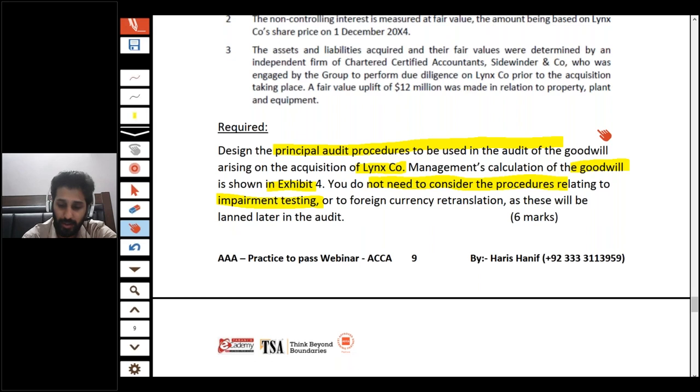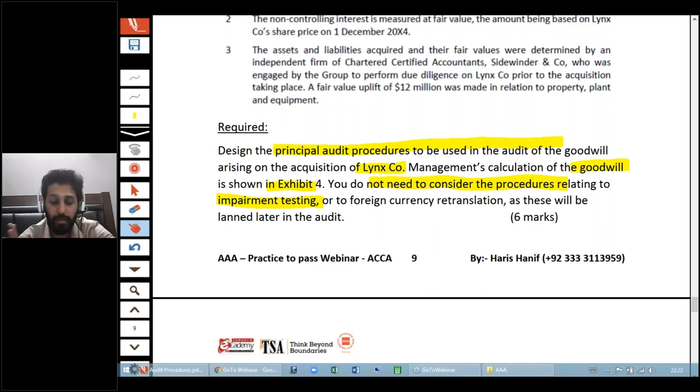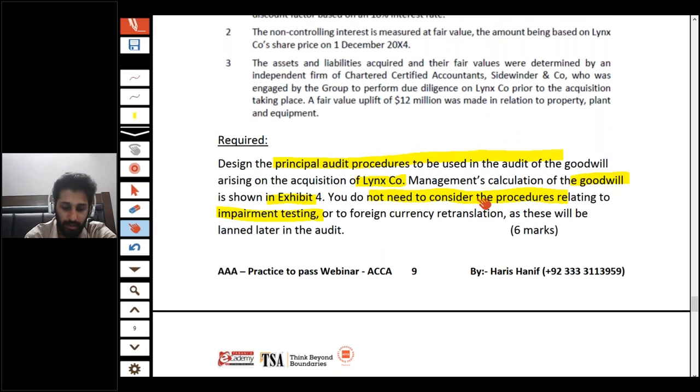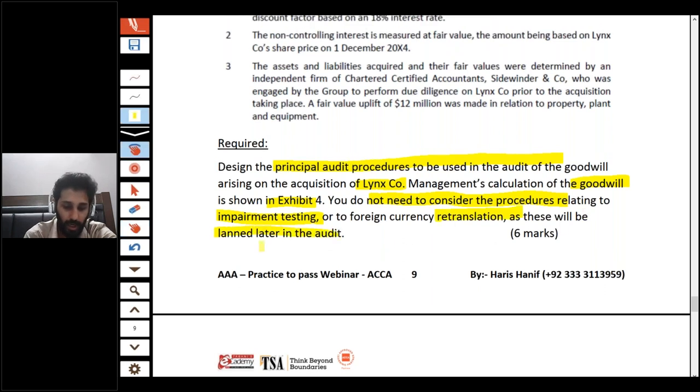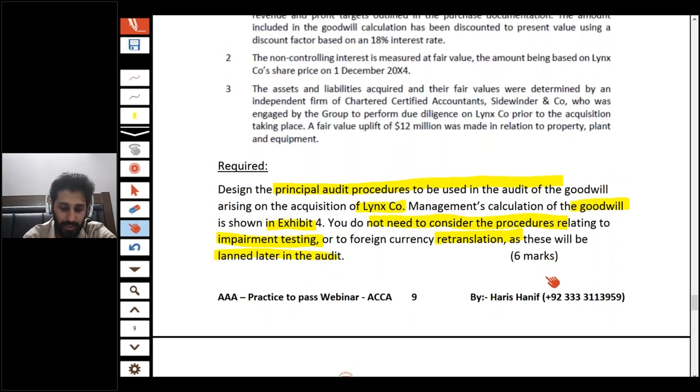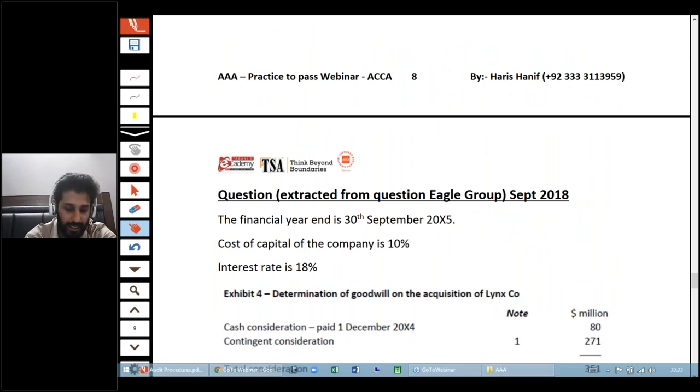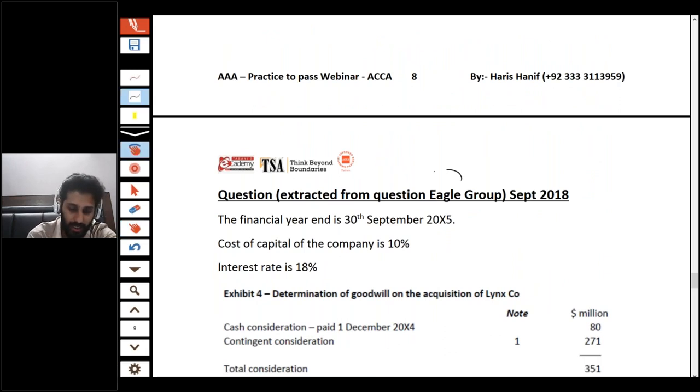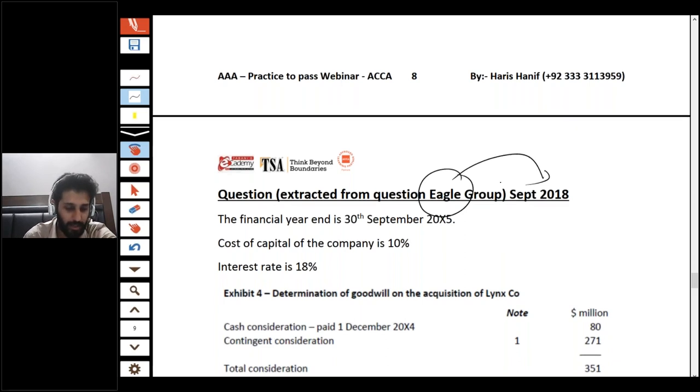Remember one thing, when you purchase a subsidiary, there is goodwill, and the goodwill is also impaired. You need to carry out impairment testing. But the question is expressly saying that you do not need to consider the procedures related to impairment testing or to the foreign currency retranslation. This will be planned later in the audit. It's for 6 marks, and this question is extracted from the Eagle Group question, the September 2018 past exam paper of ACCA.